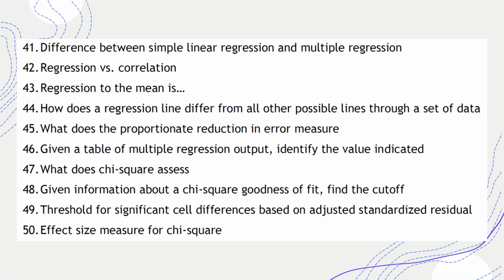Let's see, 49. Threshold for significant cell differences based on the adjusted standardized residual. The rule of thumb there is that if it's larger than 2, then the observed frequency significantly differs from expected. Okay.